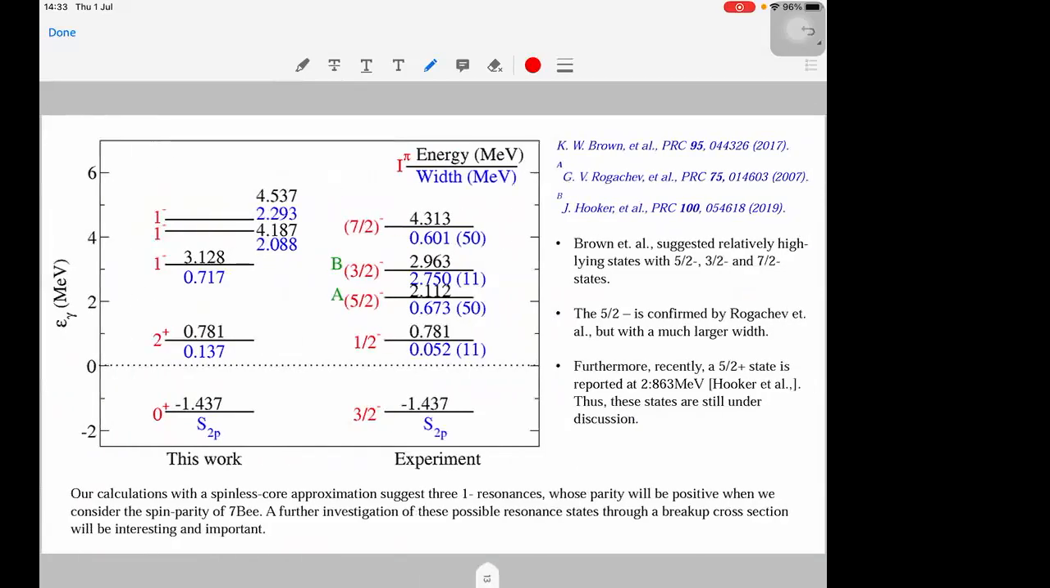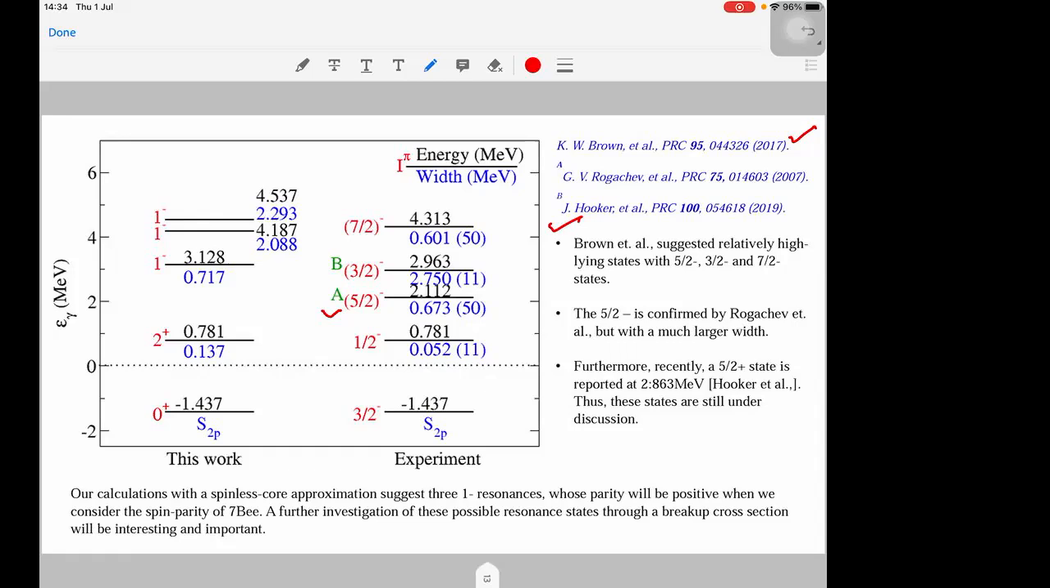Okay, so this is the comparison of our structure calculations with the available experimental data. This experimental data is adopted from this recent study, and I will come one by one. And this is the old data for this state, and this is the more recent data for another state around the same energy. I will comment on these things.